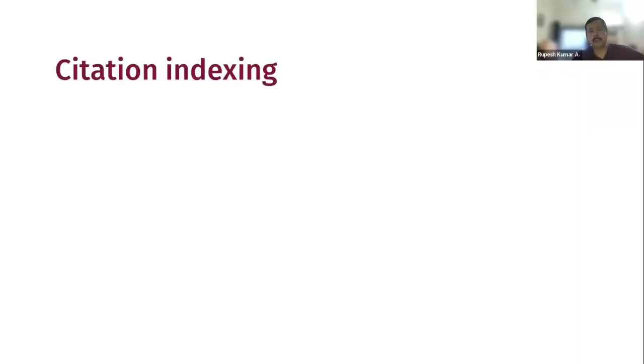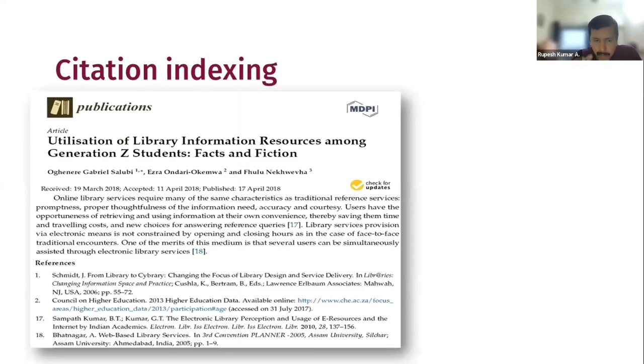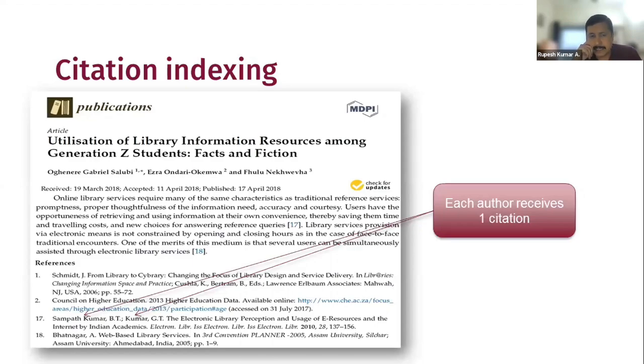Okay. So what happens on the World Wide Web when citations are given, citations are received? It is kept track of by certain services. I will name those services later. What happens in citation indexing is an algorithm or a computer program goes inside the article, goes to the reference section. To each entry found in the reference section, one citation will be counted by the citation indexing service. In this case, in the example I have taken, each author receives one citation. That means Sampath Kumar gets one citation.